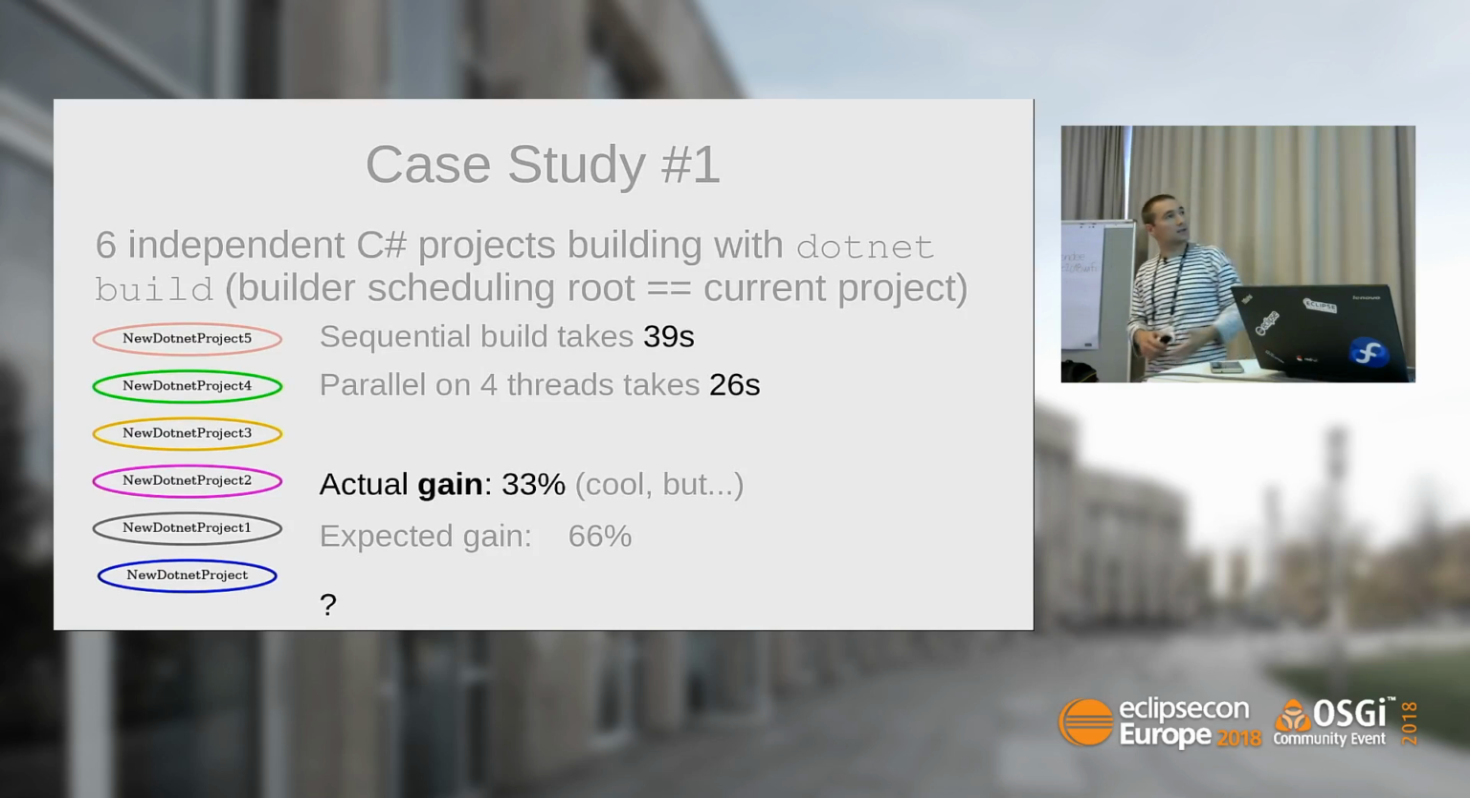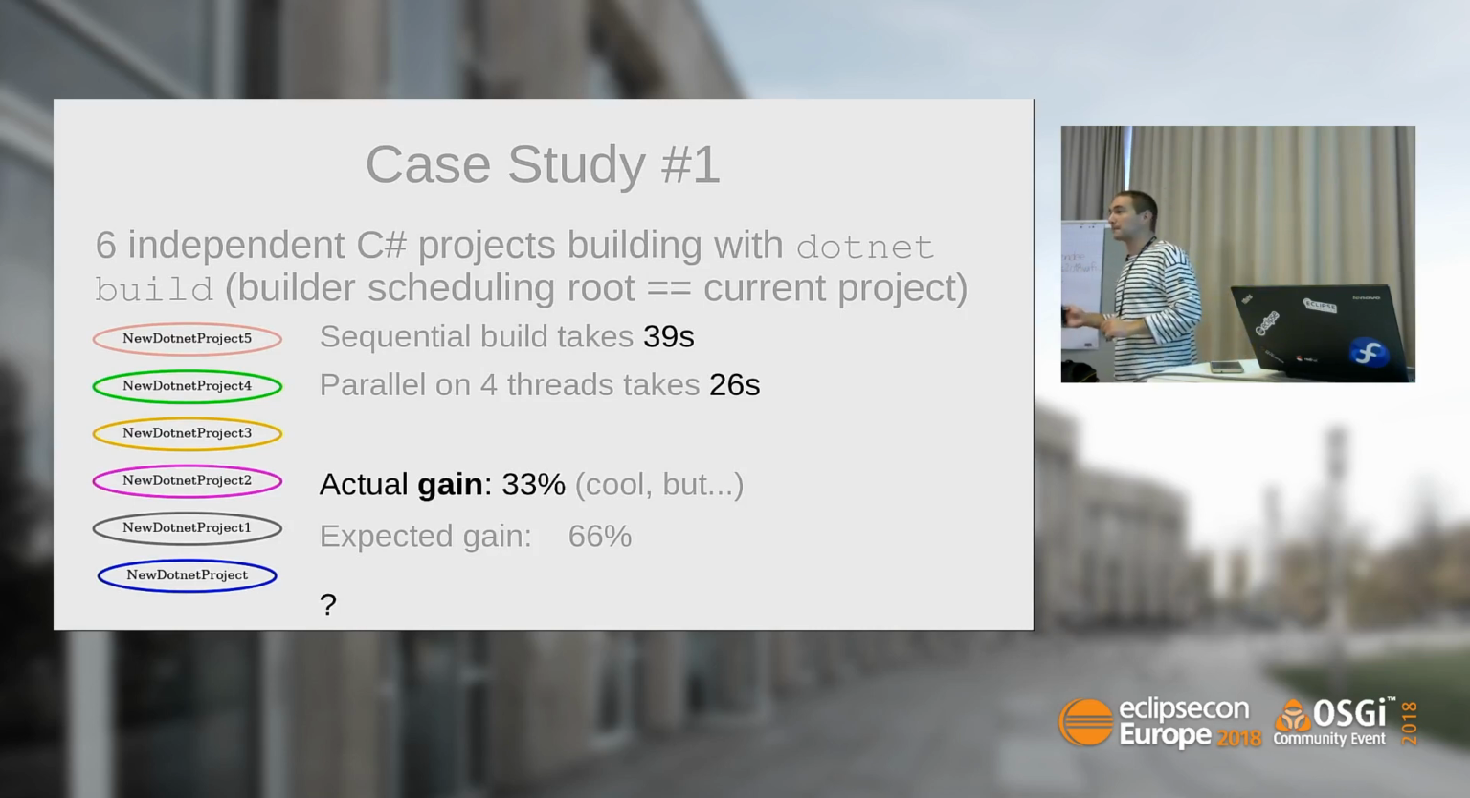We have those 6 .NET projects. If we run them sequentially, it takes 39 seconds on my machine. In the same condition, if we throttle it on 4 threads, it will take 26 seconds. The actual gain is 33%, which is good, but the theoretical gain should be 66%, just like in the example I showed earlier. You throttle 6 equivalent builds on 4 threads, the theoretical gain is 66%, because the longest time is t plus 2 seconds instead of t plus 6 seconds.